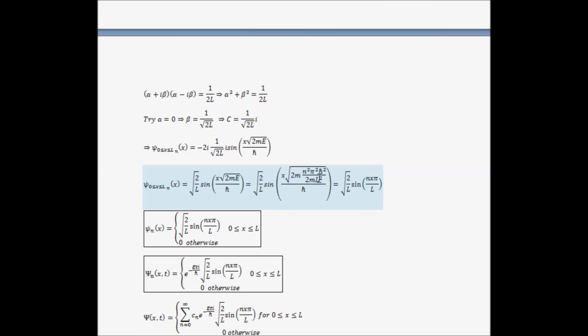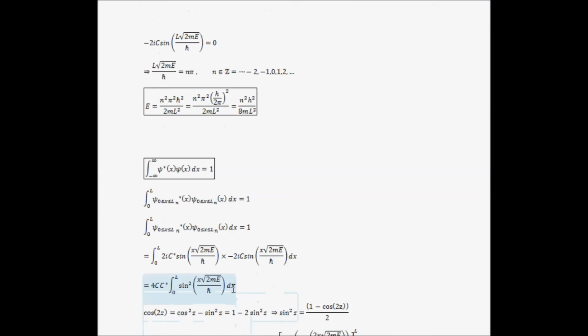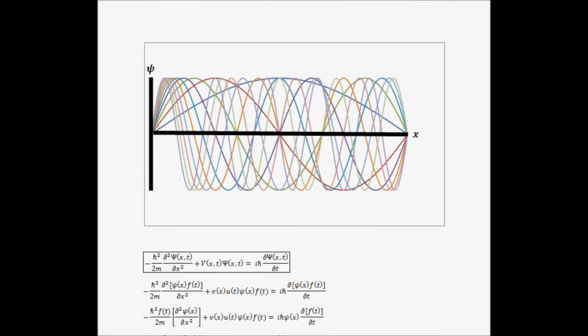All I've done here is I've substituted the energy, which was derived earlier, back into this, and we end up with a nice solution. Square root of 2 over L, sine of nx pi over L, which is the nice solution from this diagram. Some sine of nx pi over L.